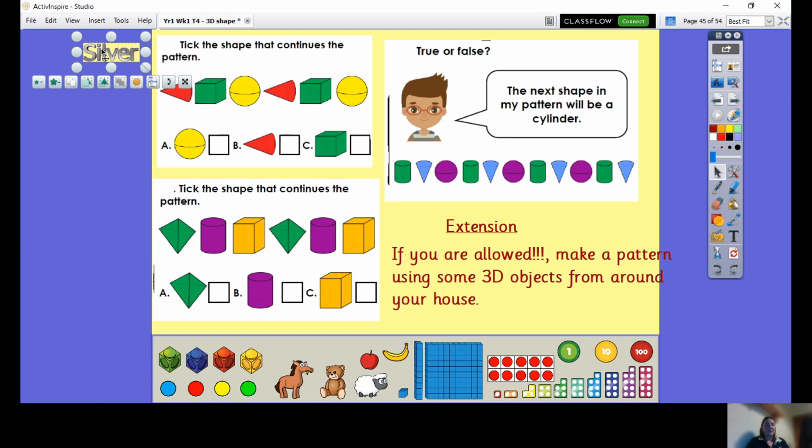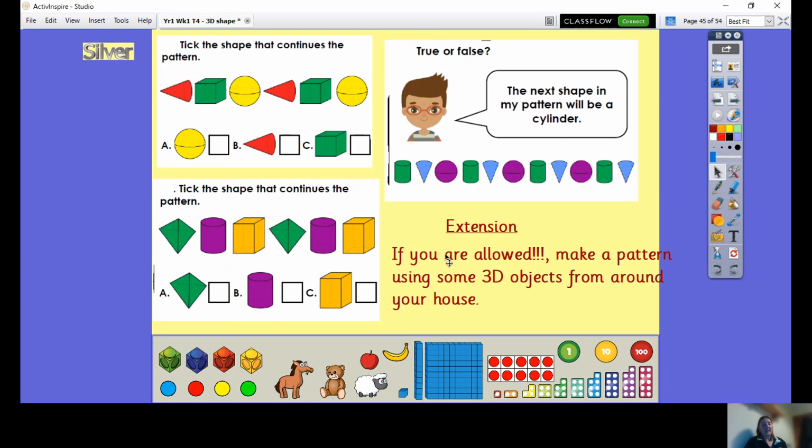So here, looking at this, this is the silver. So again, I would have got you to practically make a pattern. It's quite difficult to draw 3D shapes, as you can tell by me drawing them. So we've got this instead. Tick the shape that continues the pattern. Say the pattern out loud, what shape would come next? Okay, the same here. Tick the shape. Say the pattern out loud, which one of these shapes would come next? True or false? The next shape in my pattern will be a cylinder. So say out the pattern, and then is it true? Would a cylinder be next?